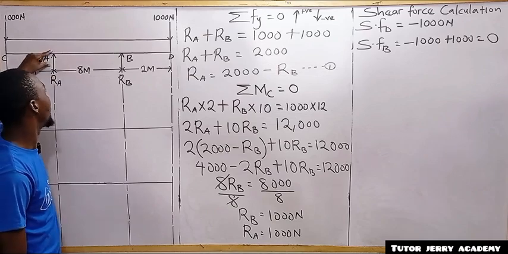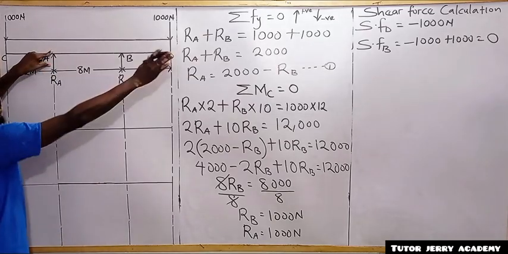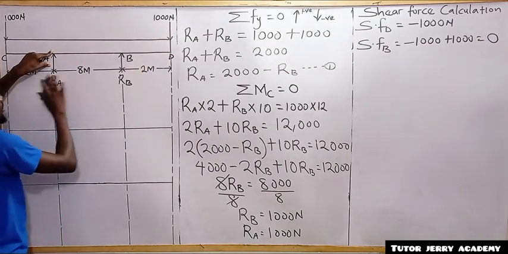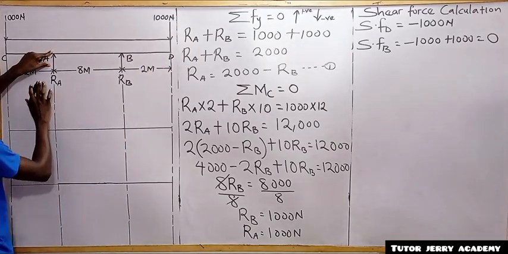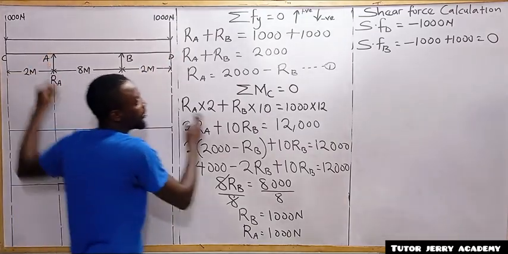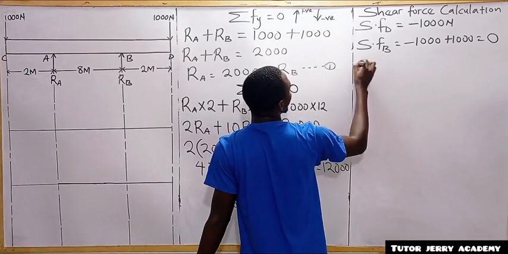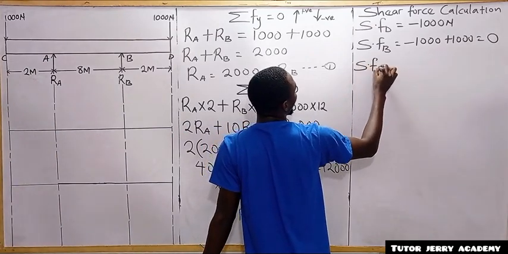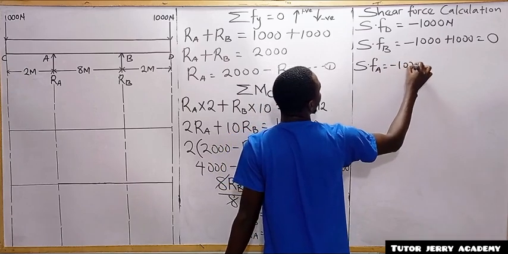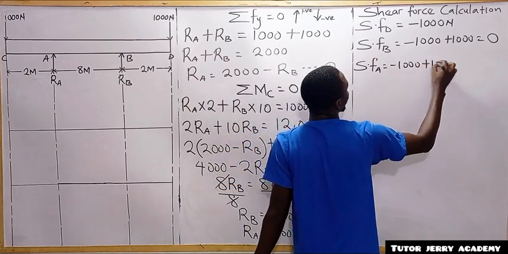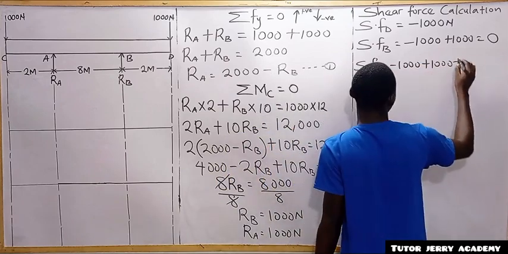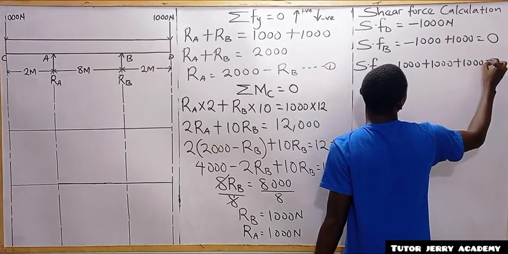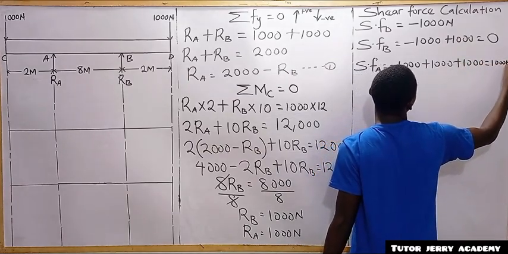So our shear force at A, if you stand at A to our right hand side, we have these three forces. When we take the summation of this, it is 0, and if we add it to this, it's an upward force. So the shear force at A will be minus 1000 plus 1000 plus 1000, because ROA is also 1000. Then our answer is going to be 1000 Newton.